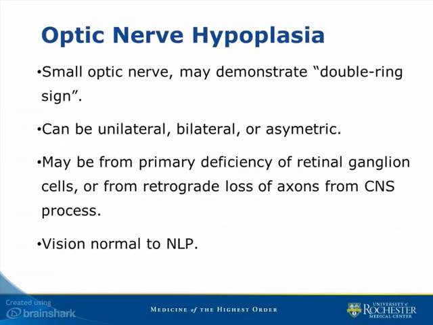It can be unilateral, bilateral, or asymmetric, and may be from either primary deficiency of retinal ganglion cells or may be a result of retrograde loss of axons from CNS processes. Vision may be normal to no light perception, dependent upon the extent of the hypoplasia.